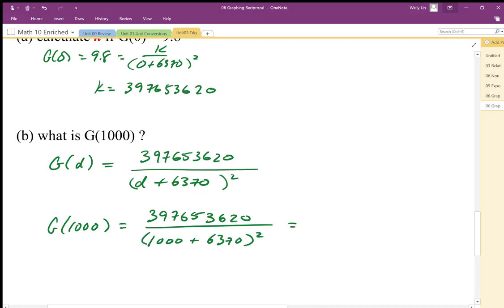Working that out, we get 7370 squared in the denominator. So that big number divided by 7370 squared, the force of gravity works out to be about 7.32 meters per second squared. So that represents the acceleration due to gravity.